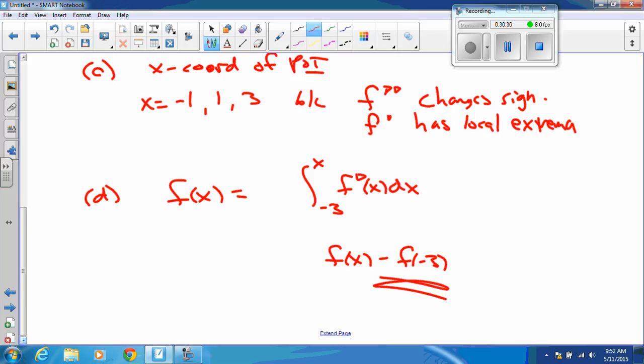So my question to you is, how can I modify this expression right here? Not so that it's correct necessarily, but so that it incorporates the information that f of 1 is equal to 3. What simple change could I make to this? Change the interval from.